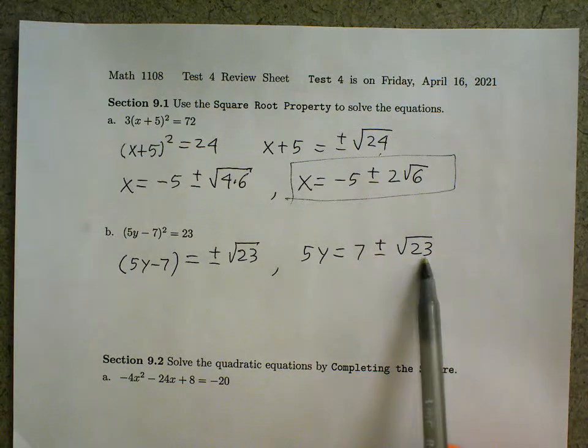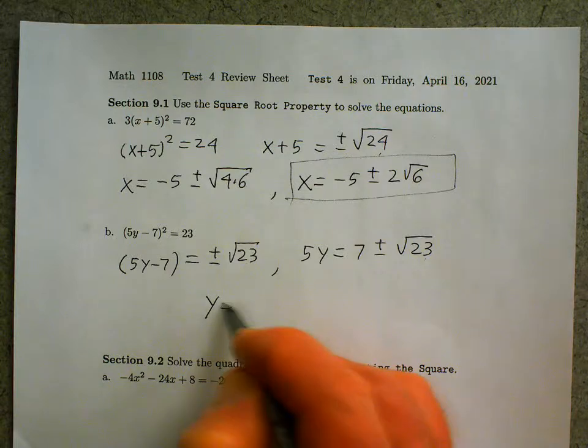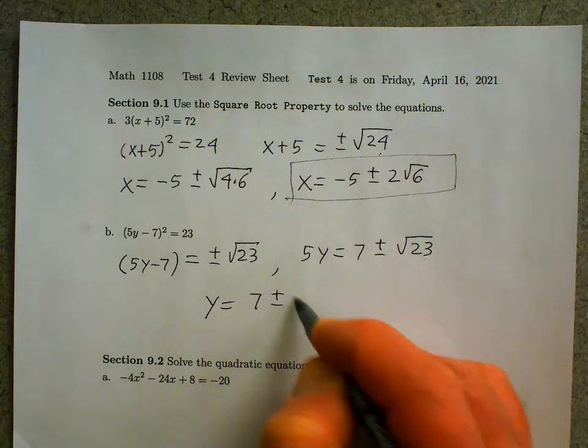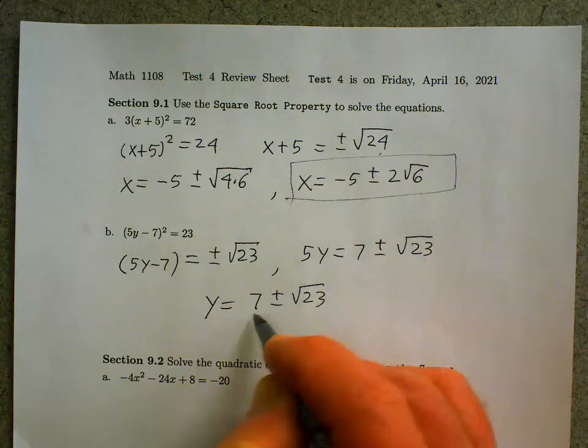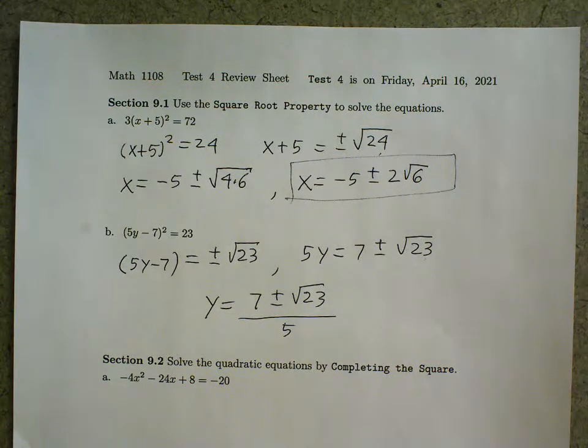And the square root of 23 cannot be simplified, so we just write y equals 7 plus and minus the square root of 23, all divided by 5. So those are the 2 solutions.